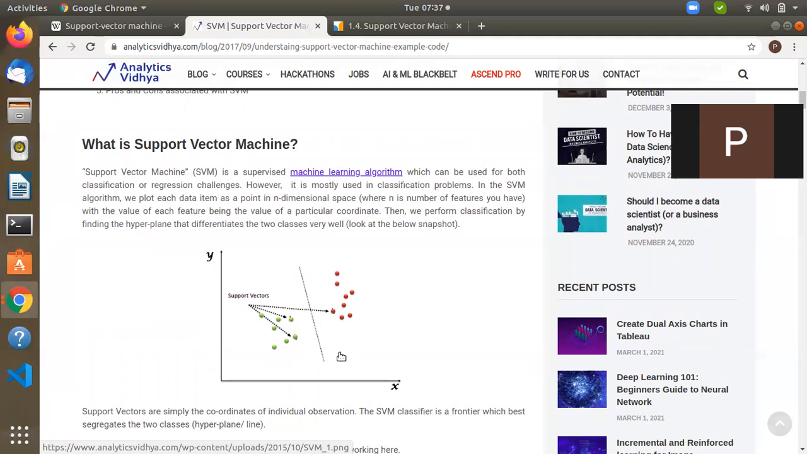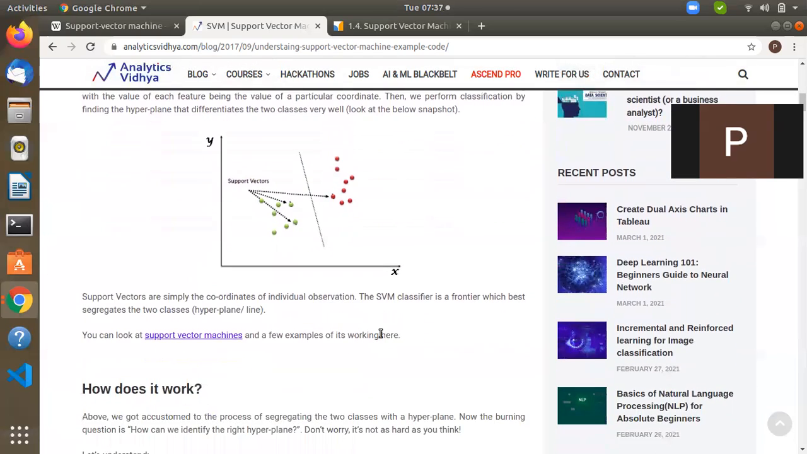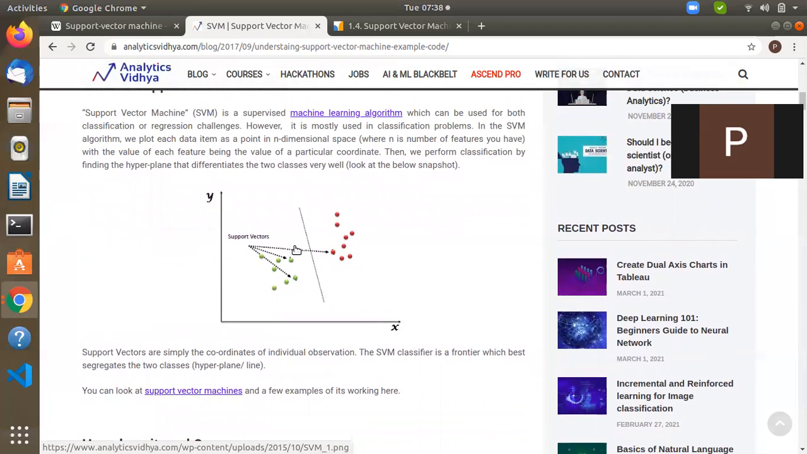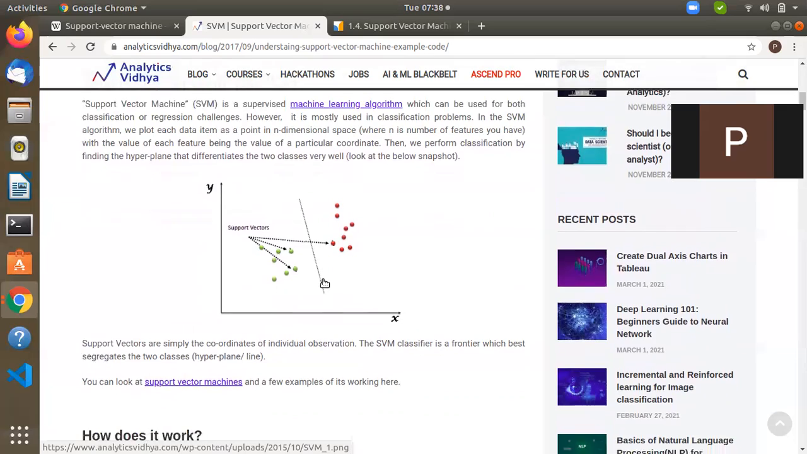Same as logistic regression, we'll have certain parameters like slope as well as y-intercept for this particular hyperplane in order to classify these two different types of classification. So the first step is to divide these support vector data points with the help of the hyperplane.